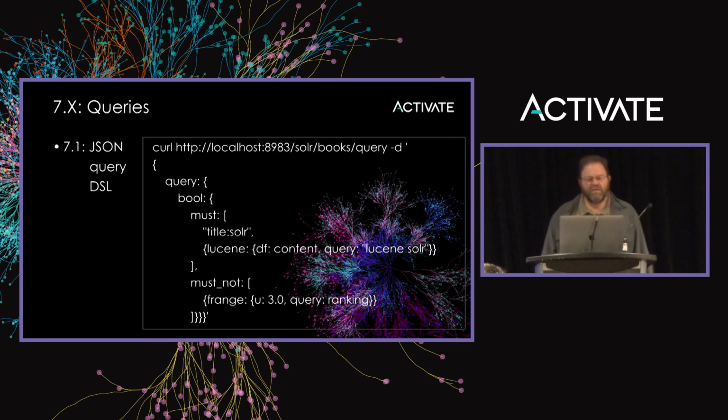Next topic for 7.x, queries. A JSON query DSL was added, and there's an example here taken from the ref guide that shows an easy to understand unpacking of the URL-based syntax that up to now Solr has had.